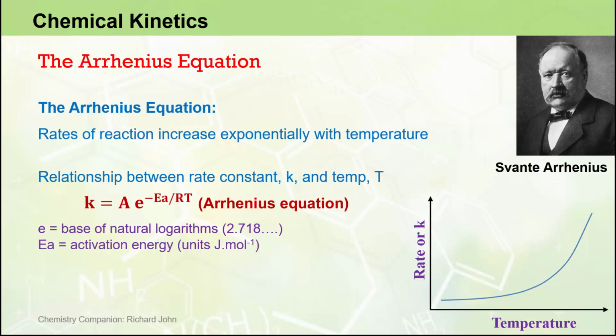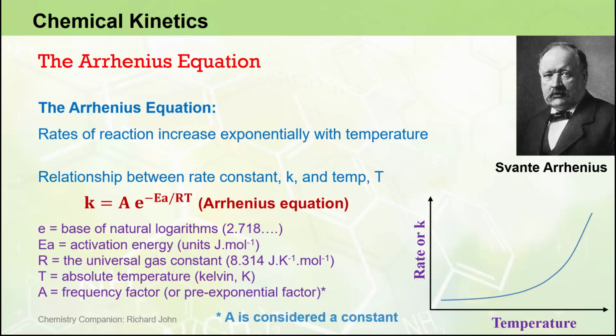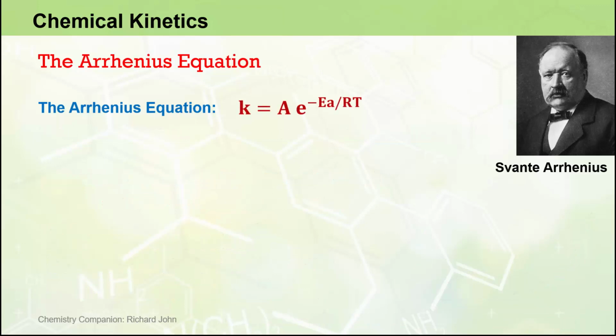Ea is the activation energy with units of joules per mole. R is known as the universal gas constant with a value of 8.314 joules per Kelvin per mole. T is the absolute temperature, measured in Kelvin, and the symbol A is called the frequency factor or the pre-exponential factor and is related to the frequency of collisions with the correct orientation. It should also be noted that the frequency factor A is considered a constant and is for the most part independent of temperature. It is typically more useful to express the Arrhenius equation in logarithmic form.